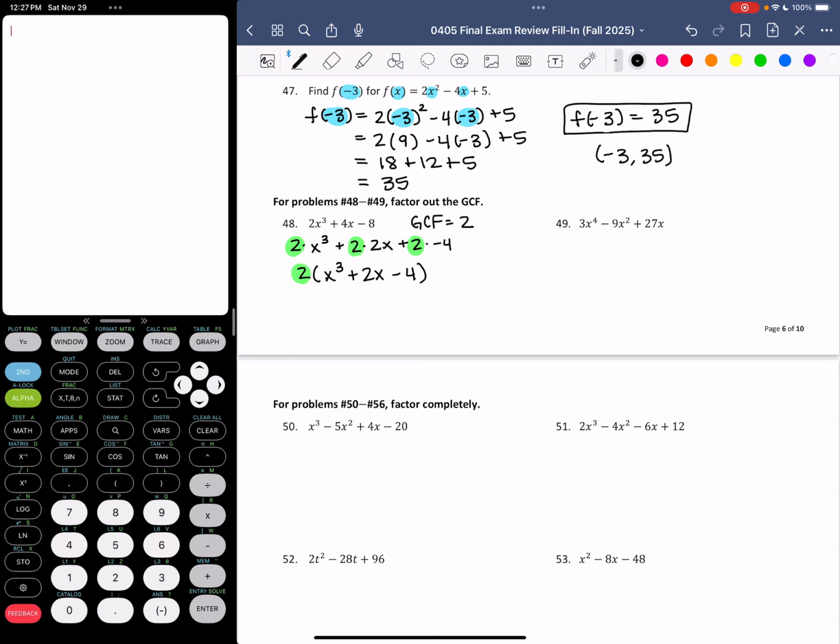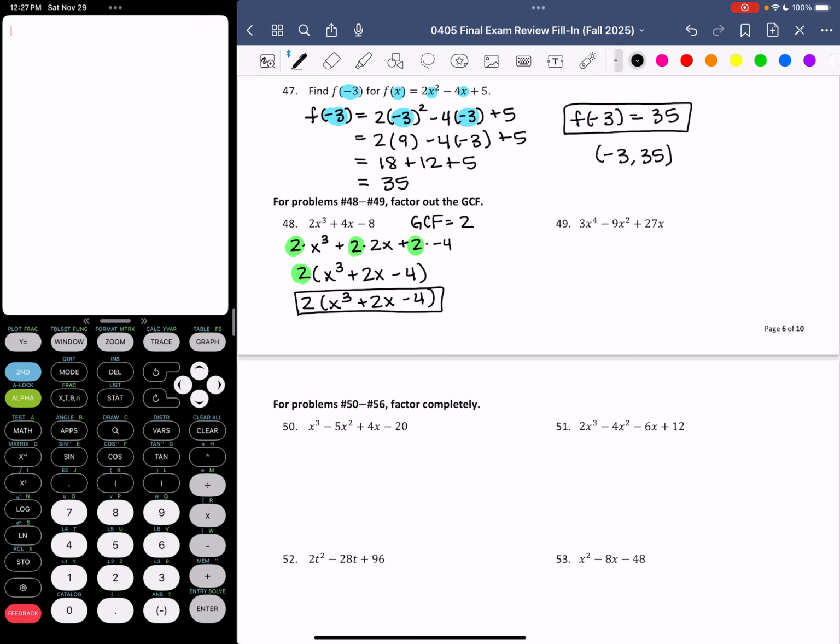But you should always check your answer by distributing back through. If I multiply that 2 times everything that is in the parentheses, I should come back to my original problem. And I would encourage you to always check that. Okay, but that would be your final answer there.